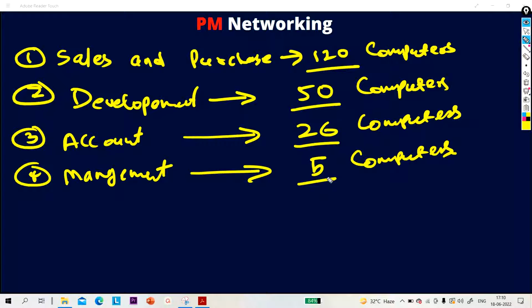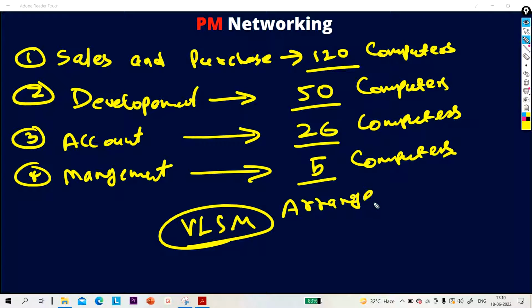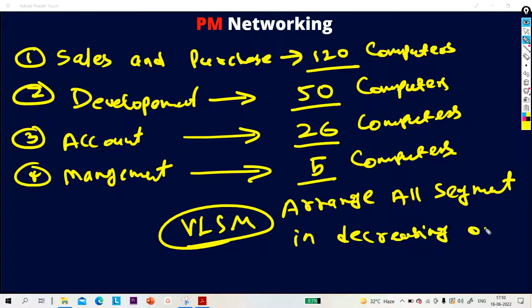So here we can't perform VLSM, here we need to do VLSM, variable length subnet masking, because the length of my network is variable, right? The length of my network is not the same. Okay, now the first step to do VLSM is to arrange all segments in decreasing order, right? First of all, we need to arrange all segments in decreasing order.